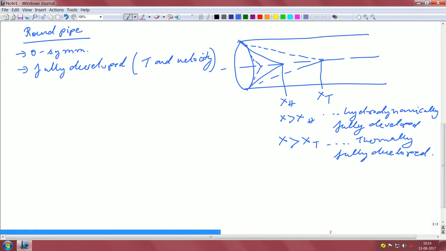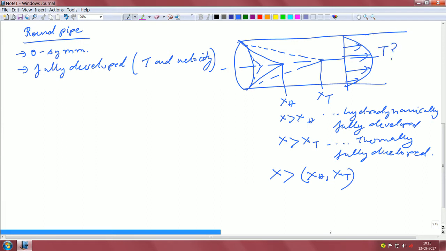If x is greater than xh, we call it hydrodynamically fully developed, with the two boundary layers here. So, we are in a regime in which x is greater than both xh and xt, that means we are somewhere here. That will be like your velocity profile, which you already know, parabolic, and we want to know what the temperature profile is here.